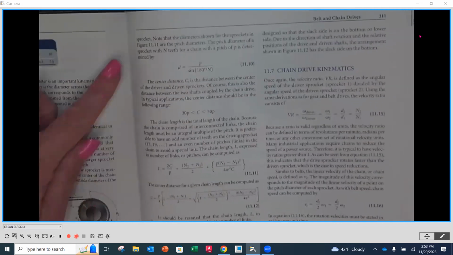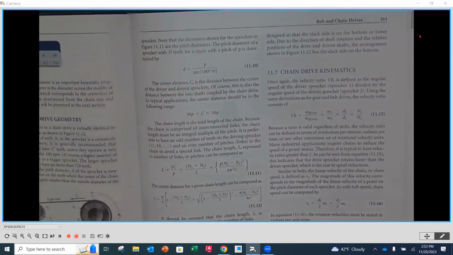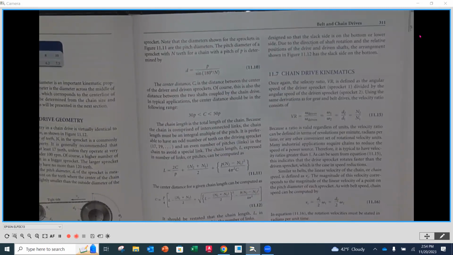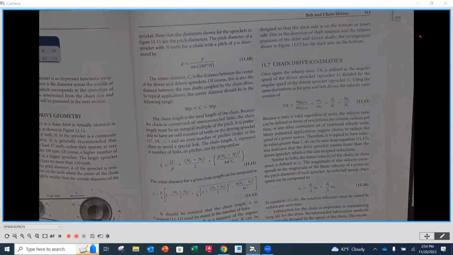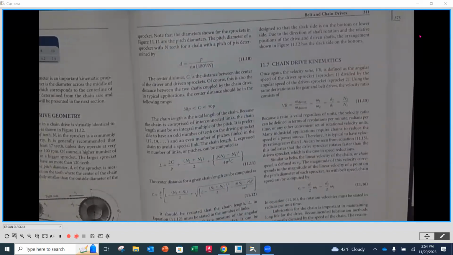So what I'm going to do is pause our recording for a little bit while we create it, and we're going to be gathering the equations that we have here in our chain section, and they're all found on page 311. So we will be back.